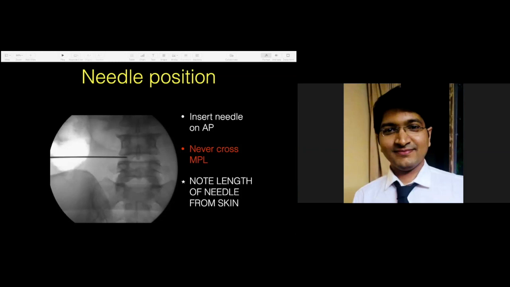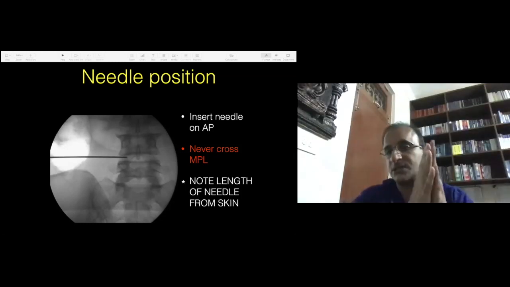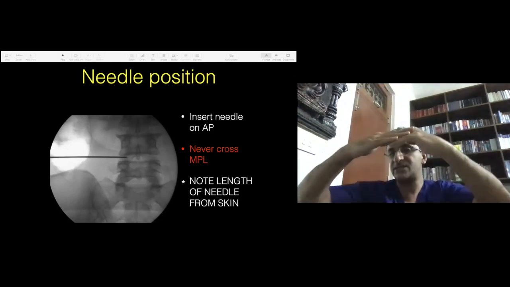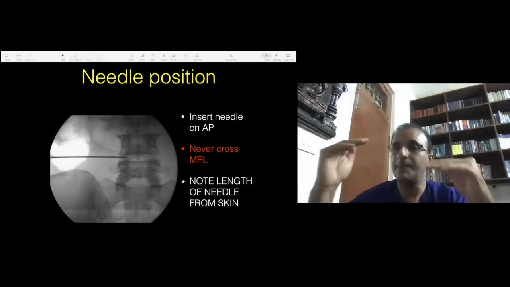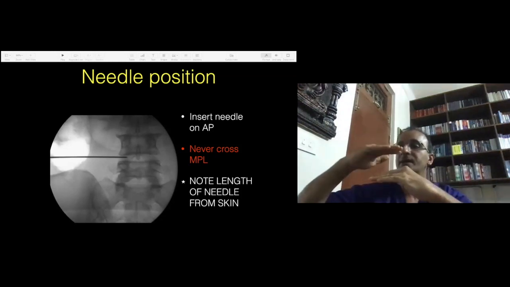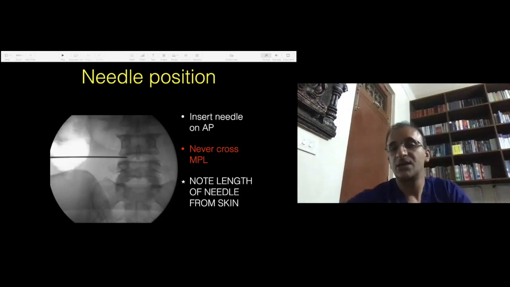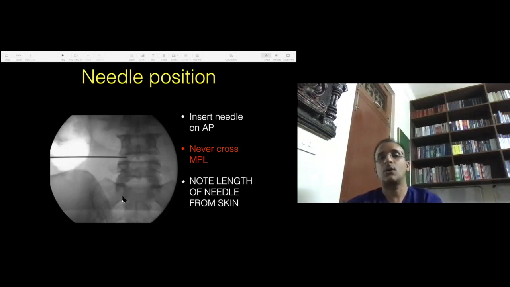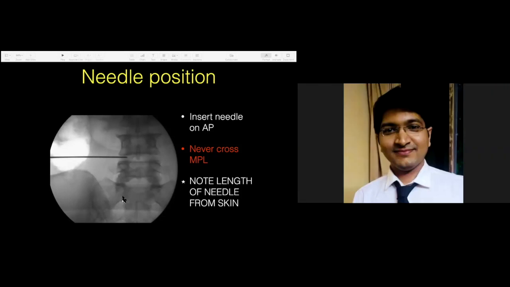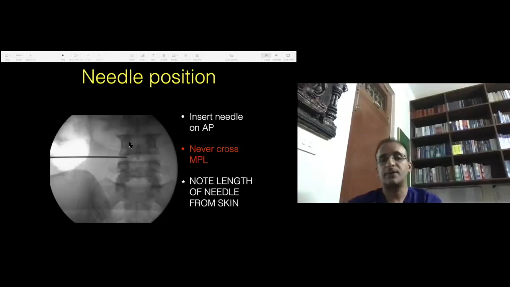So Ninad, I'll make it more simple. By parallax, what I mean is that the end plates should be at the same level. You cannot have the end plates on AP as two different lines. So tell me, is there a parallax at L4 vertebra here? Yes or no? L4. So this is the L4 vertebra, right? Yes, sir. So is there a parallax here?